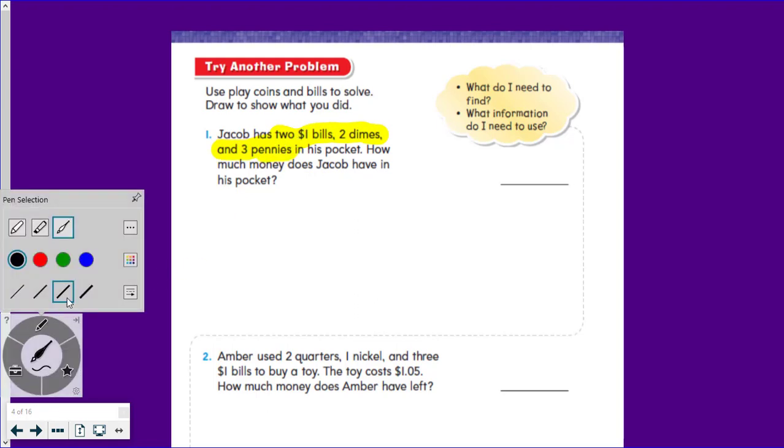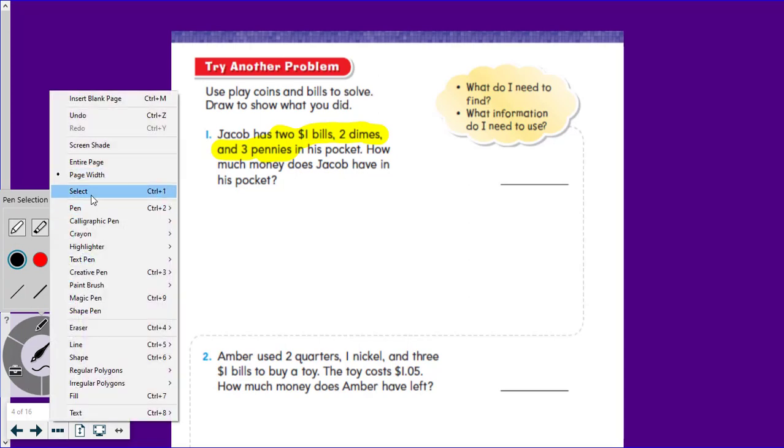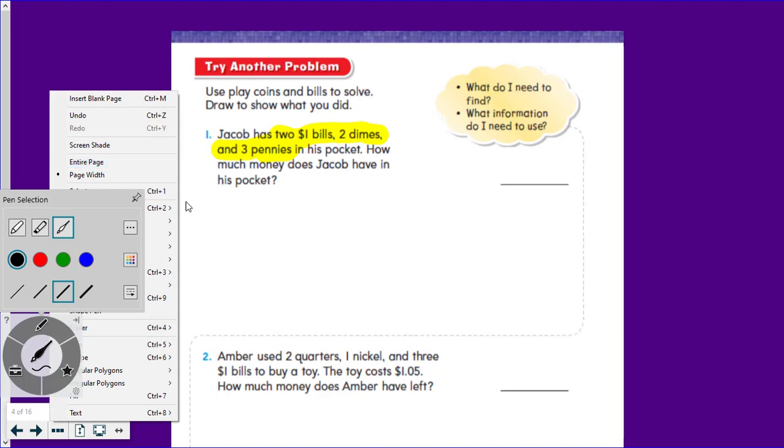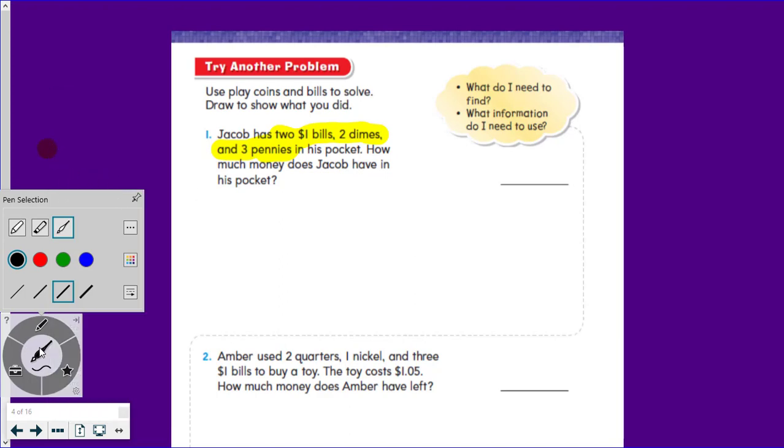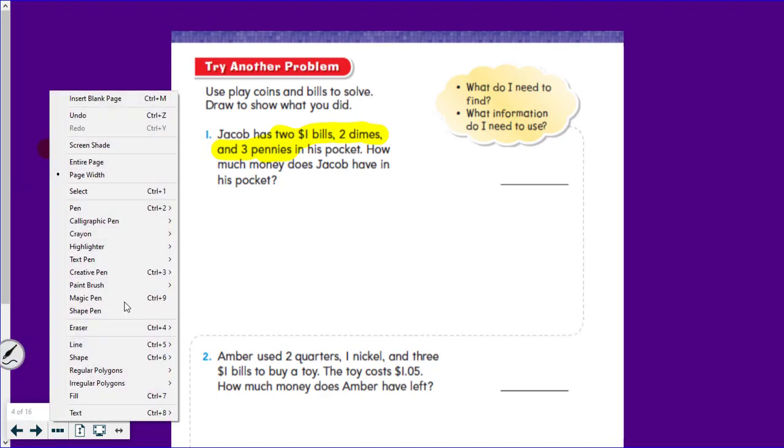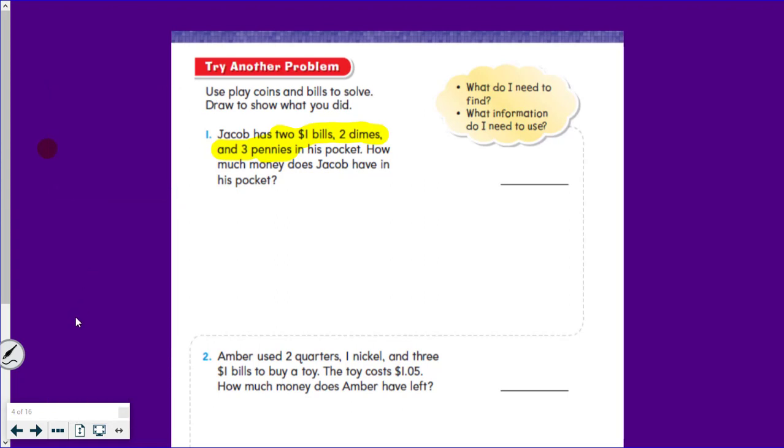Okay? So we're going to take our time now and we're going to act it out in our blank space. As soon as I get rid of all this, just a sec. Select. There we go. Okay, so let's act this out. So pause your video, act it out down here in the blank space, and then come back and we'll check it together.